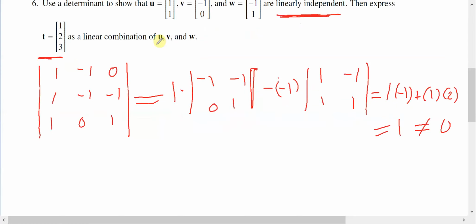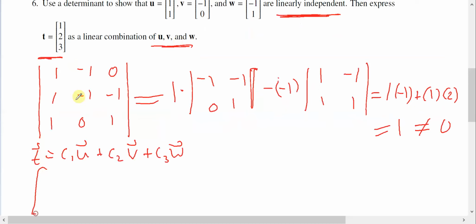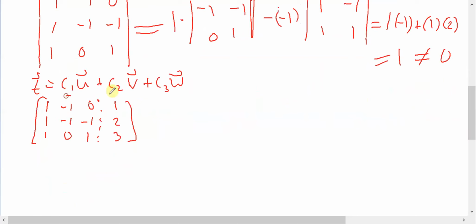And now I want to express T as a linear combination of u, v, and w. So I'd like to find C1, C2, C3 times each of those vectors such that I get T when I take that combination. So that gives me the following matrix, the same as this determinant matrix, where those vectors are the columns, augmented by the T vector. And the unknowns here are C1, C2, and C3, so I'm going to solve, and then when I work that out, it'll tell me what each of those constants are.